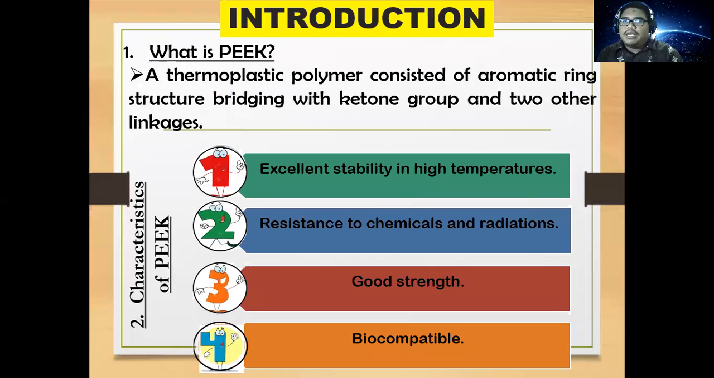What is PEEK? PEEK is a thermoplastic polymer consisting of an aromatic ring structure bridged with a ketone group and two other linkages. What are the characteristics of PEEK? First, excellent stability at high temperature. Second, resistant to chemicals and radiations. Third, good strength. And the last is biocompatible.